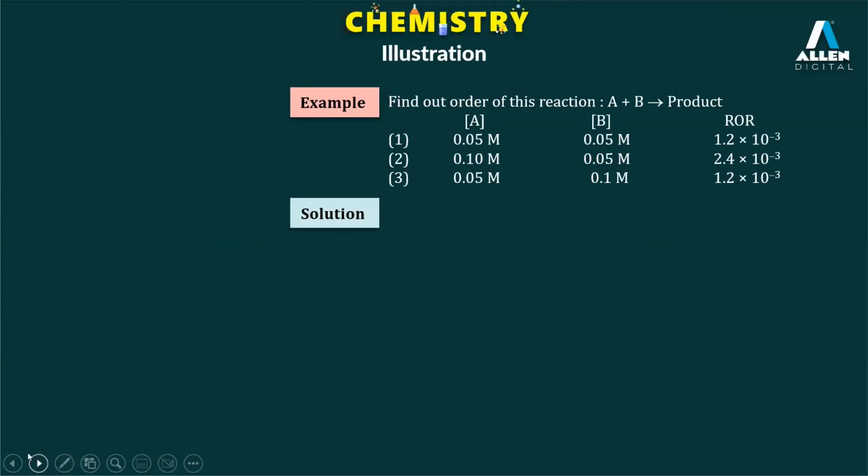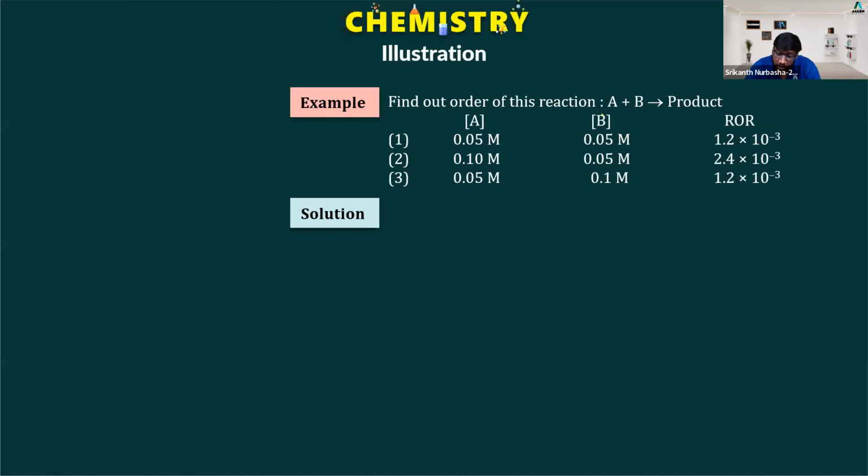From the order of the reaction, find out the order of this reaction. A plus B gives us product. Concentration of A, concentration of B, and rate of reaction have been given. Look at this experimental data. From this experimental data, find out where the rate of reaction is the same. The rate of reaction is the same in the first experiment as well as the third experiment.